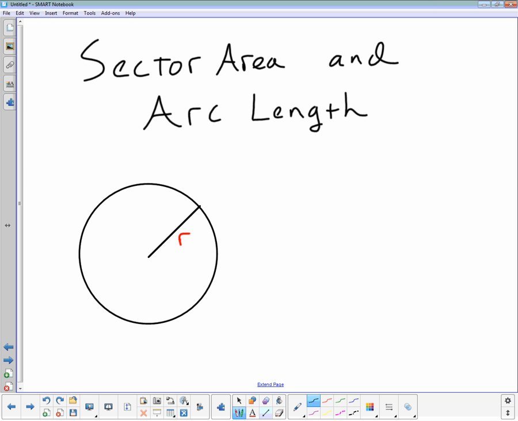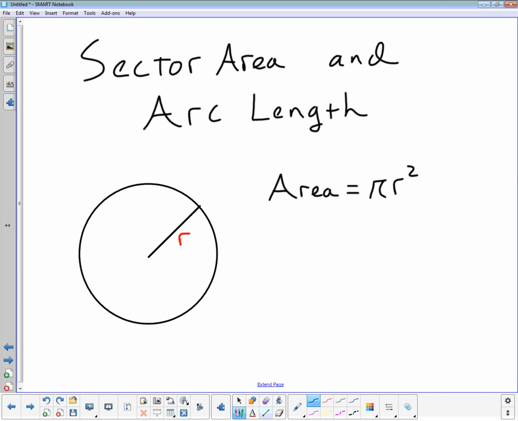All right, before we can begin talking about sector area and arc length, we need to talk about area and circumference to begin with. Now, all right, so the area of a circle. Does anybody know the formula for the area of a circle? Pi r squared, very nice.